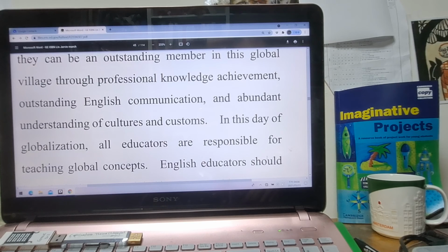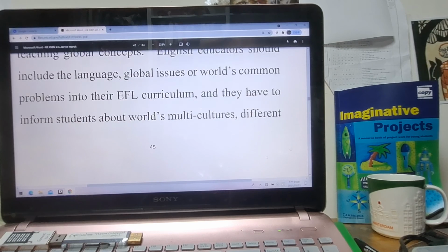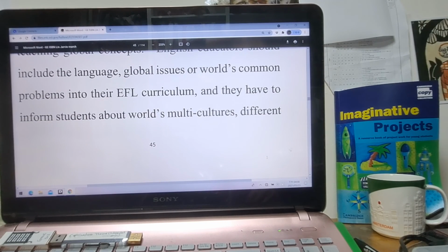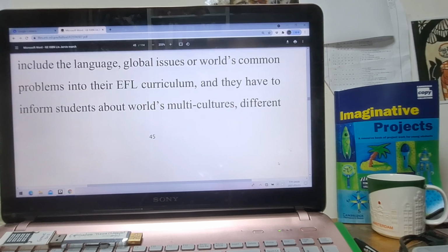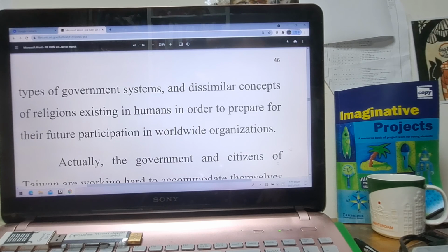In this day of globalization, all educators are responsible for teaching global concepts. English educators should include the language, global issues, or world common problems into their EFL curriculum. And they have to inform students about the world's multicultures, different types of government systems, and dissimilar concepts of religions existing among human beings, in order to prepare for their future participation appropriately in worldwide organizations.